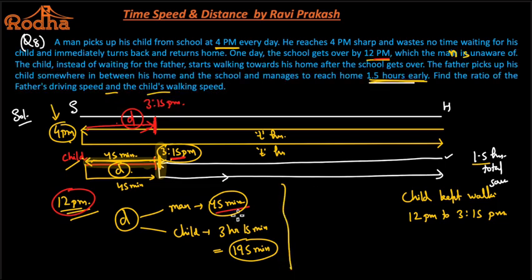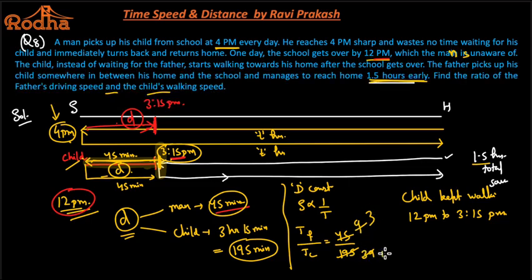Okay, you will say, because distance is constant, the distance is the same, right? Because the same distance D is being covered by the father and the child in our comparison, the distance is constant. So if distance is constant, speed is inversely proportional to time. Now what is the time ratio? The time taken by the father to the time taken by the child is 45 to 195. Dividing by 5 and then by 3, the time ratio is 3/13.